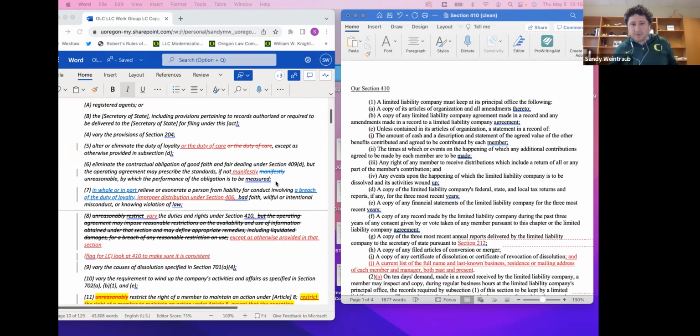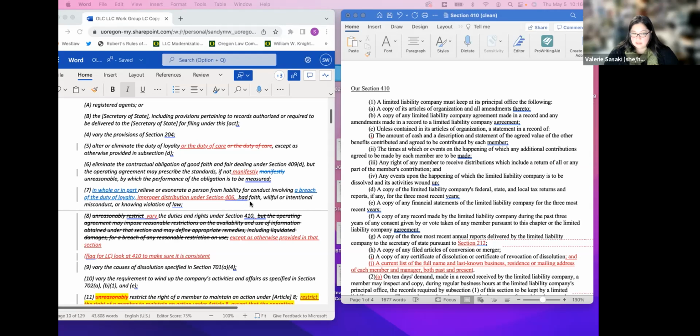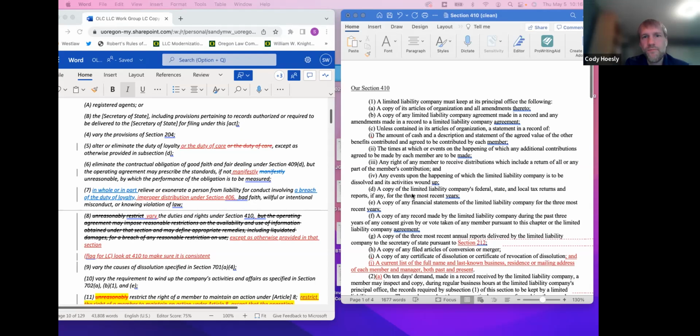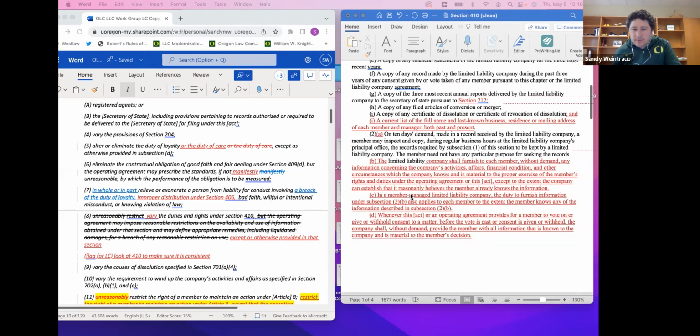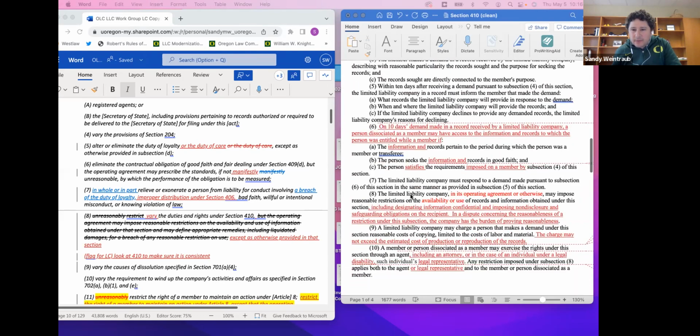All right, are you all seeing both documents? Yep. Yep. So can you scroll down to the language we were talking about, Sandy? And on 410, what section? I apologize. 8. Just 8, thank you. Here we go.